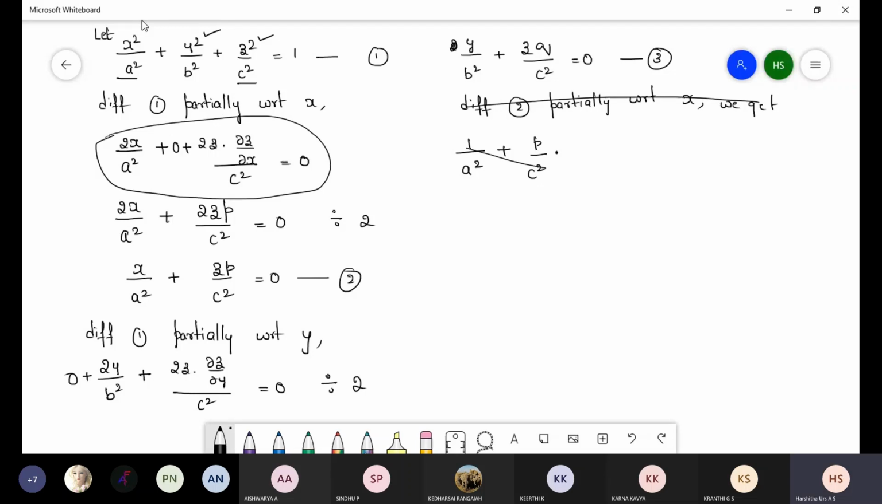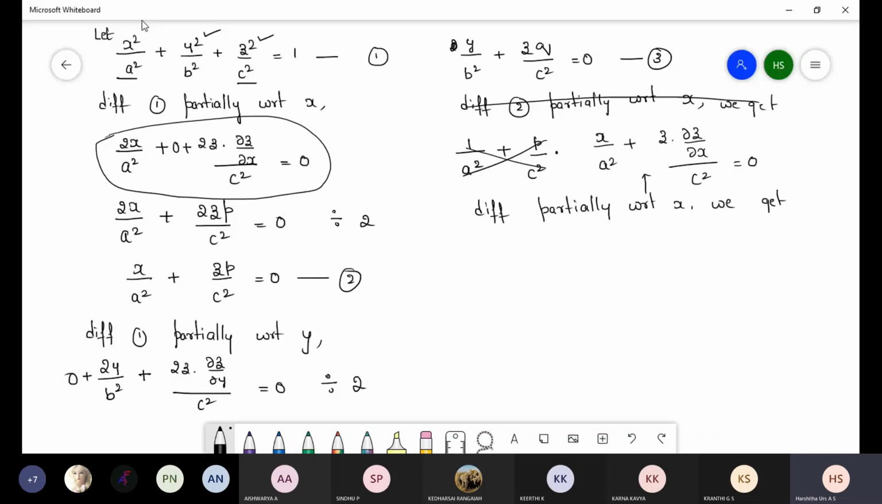What I will do, I will divide this term by 2. So what I will get here: x by a square plus z into dou z by dou x, whole divided by c square, is equal to 0. So I differentiate this equation partially with respect to x. You may get confused about how you will get the values, so differentiate partially with respect to x.